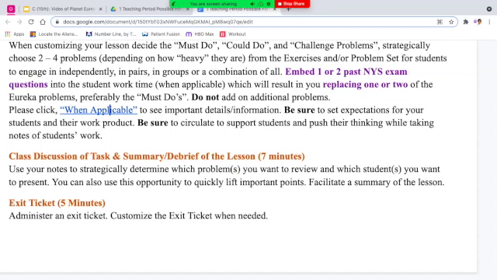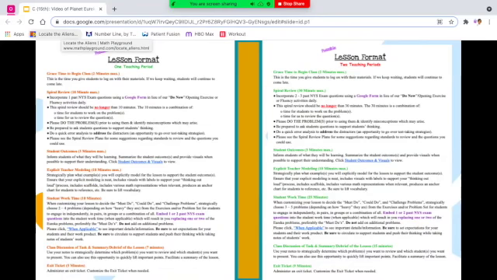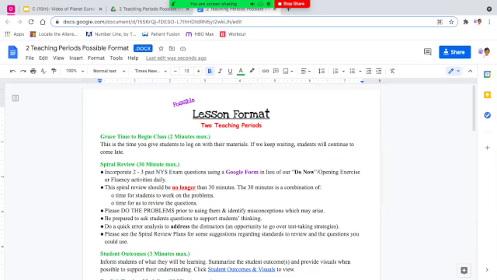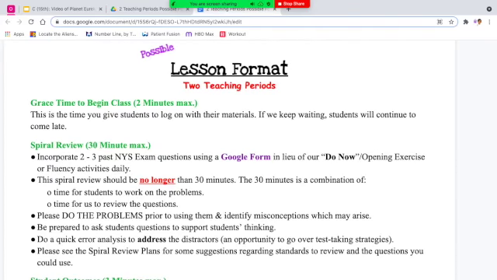Now let's go back. Now we're just going to take a couple of minutes to explore the lesson format for 2 teaching periods. So here is the lesson format for 2 teaching periods. I'm not going to go through the whole thing because it's very similar to the lesson format for 1 teaching period. I will, however, lift some things.